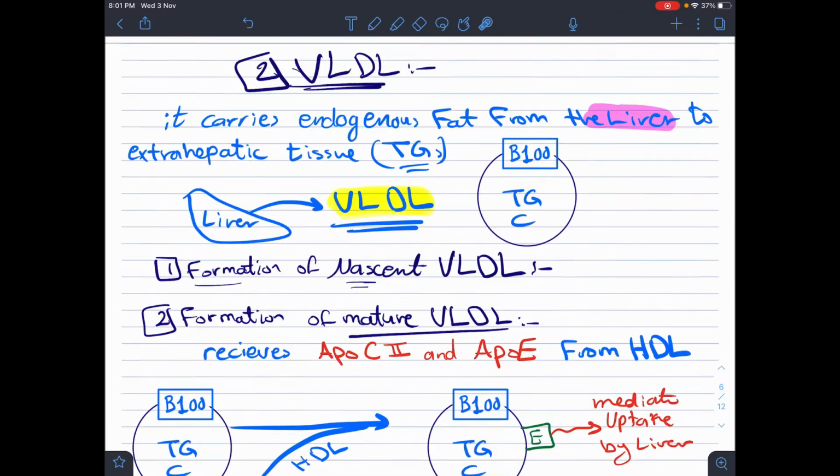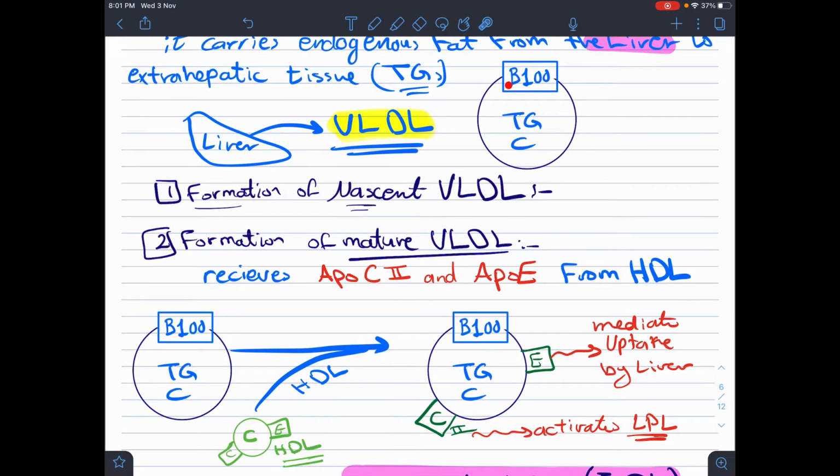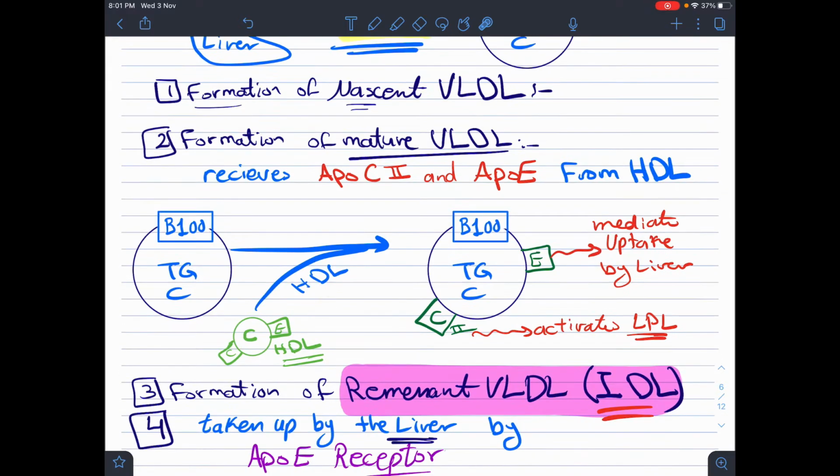So the first thing is formation of a nascent VLDL, which has the structural component ApoB100 also. The formation of the VLDL is very similar to the chylomicron. The HDL is going to donate its ApoC and ApoE to the VLDL. But the difference here is that the VLDL has a much lower triacylglyceride and higher cholesterol component than the chylomicron. The ApoC2 is going to activate the lipoprotein lipase, and the ApoE is going to help in the uptake by the liver later on.